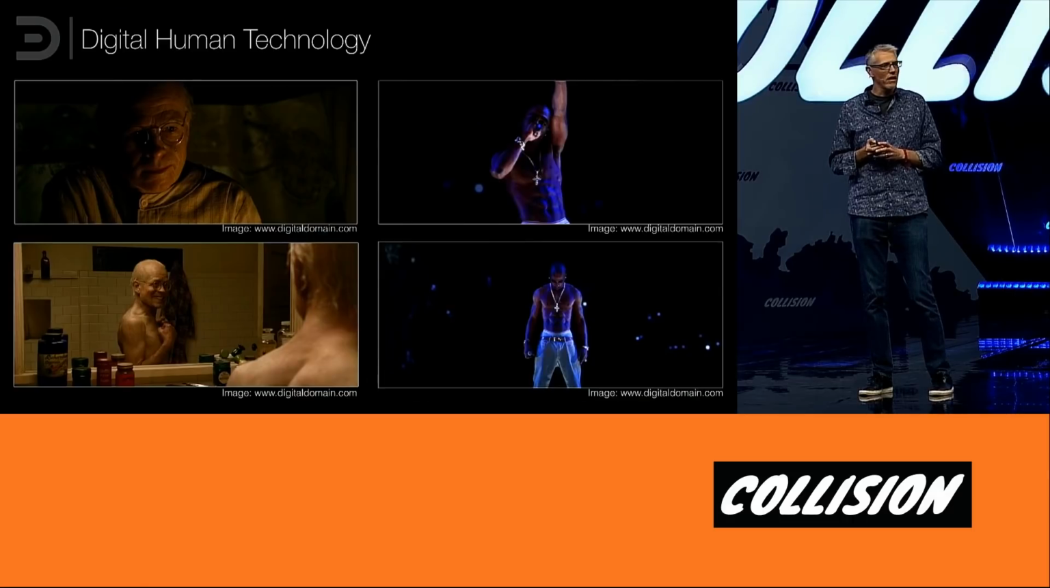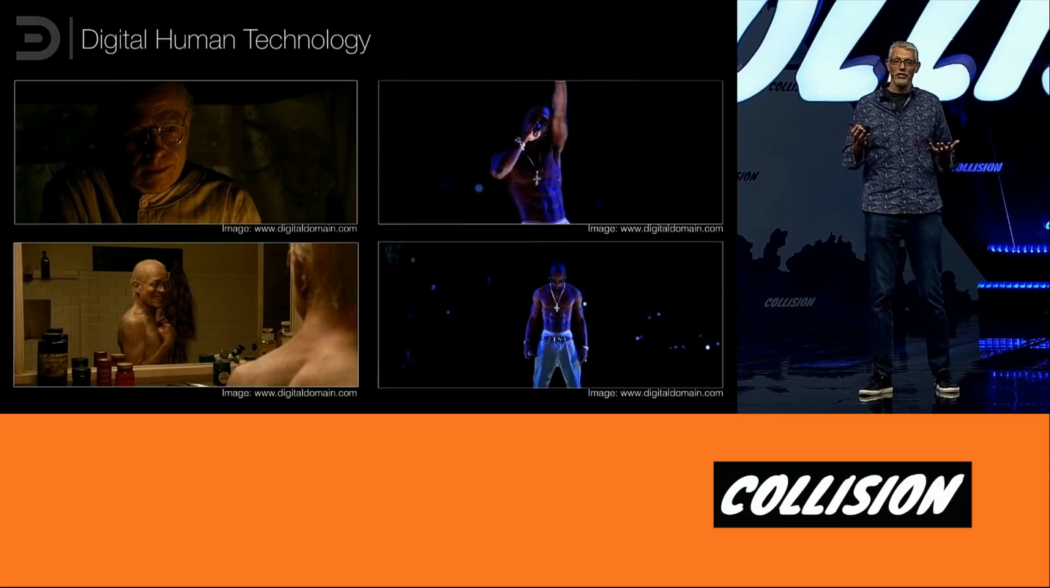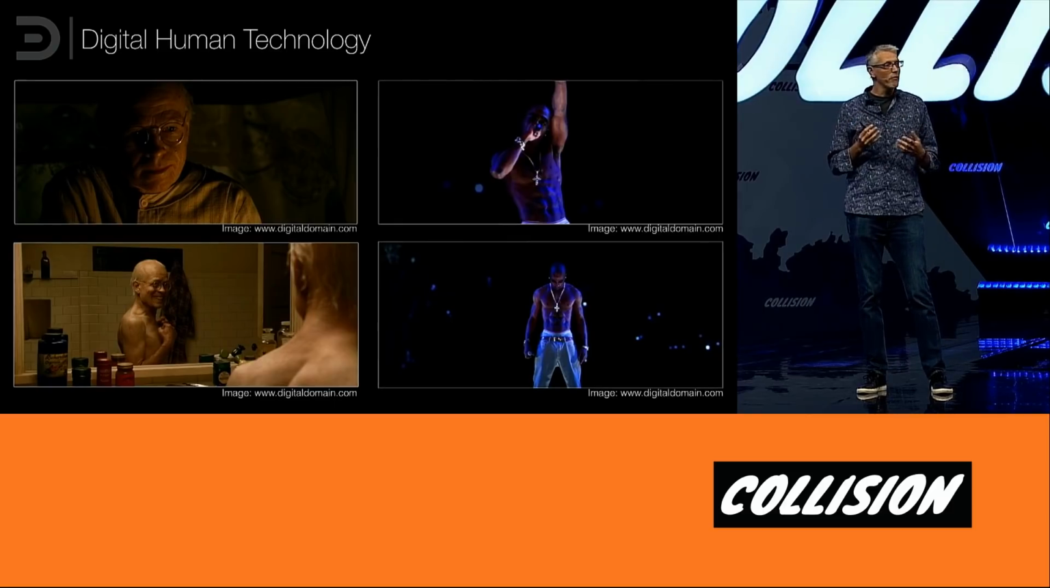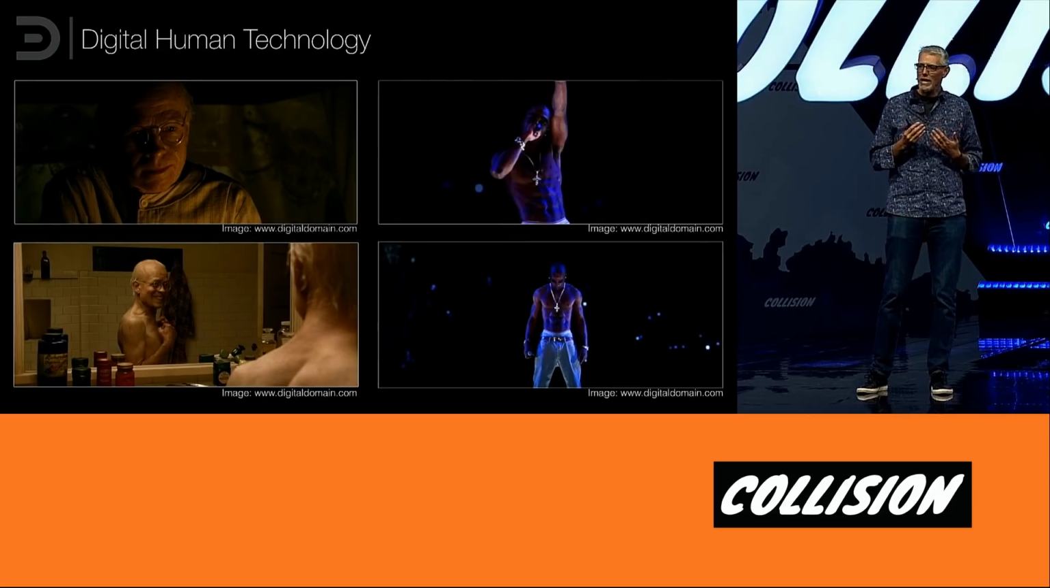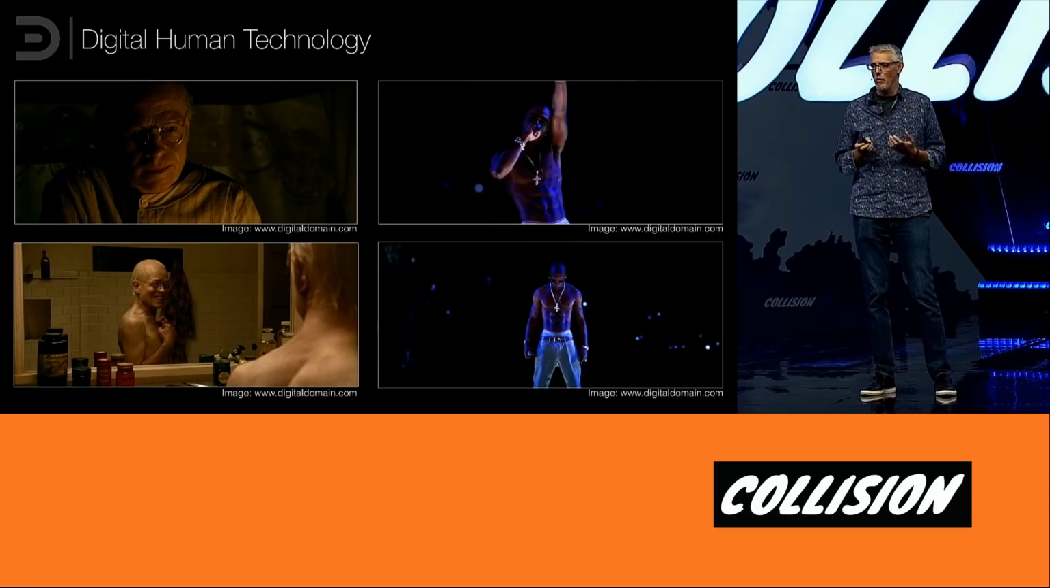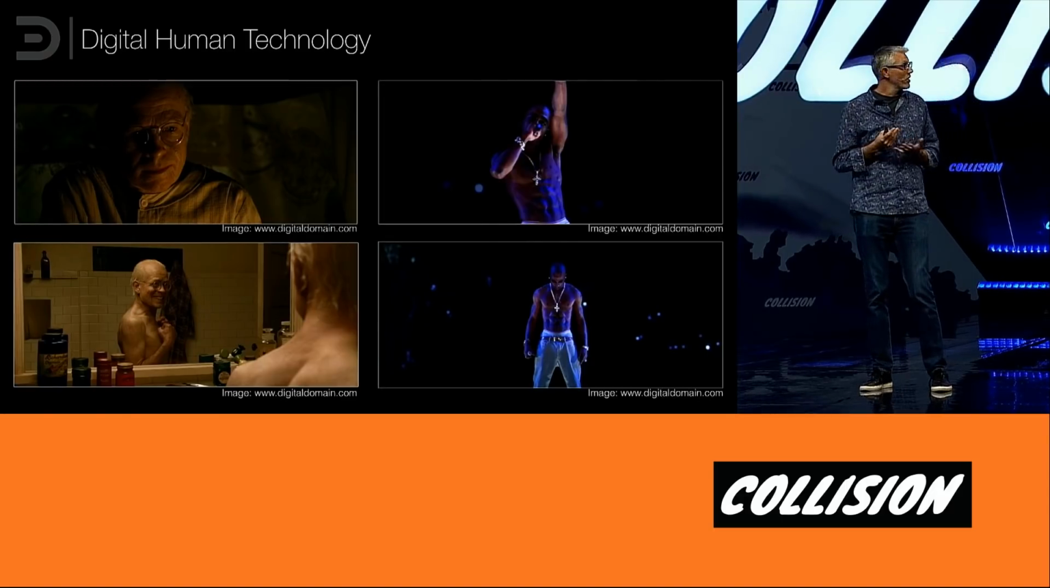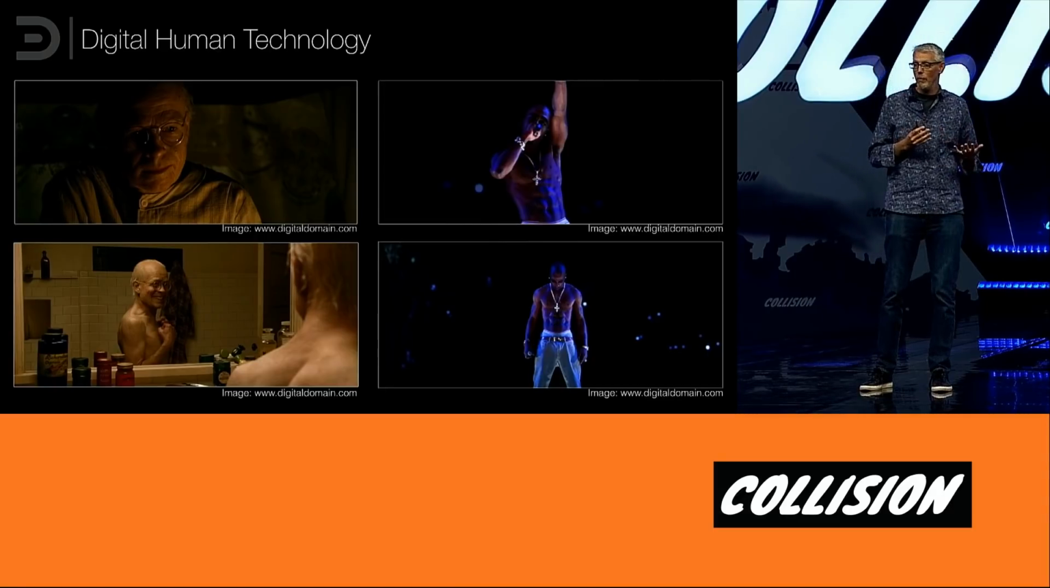Now, this technology is not just for digital creatures. It's for digital humans, too. So, for example, for the movie Benjamin Button, we created a digital-aged version of Brad Pitt that you all believed was real. And for Coachella, we created a performance of Tupac.